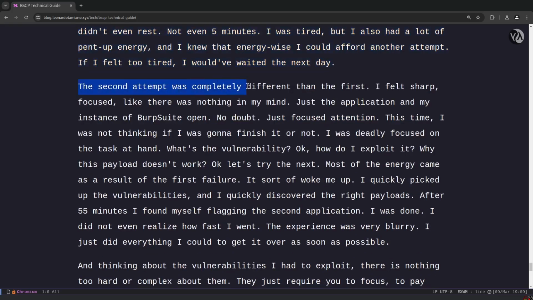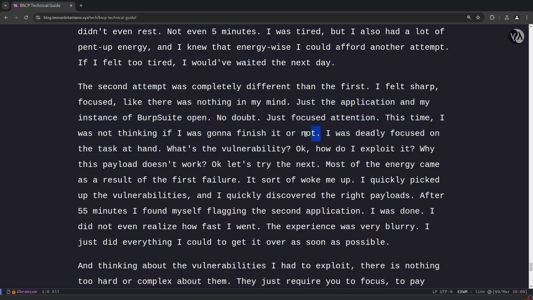So the second attempt was completely different from the first. And this is another thing that I experienced: this exam can really depend on how much attention you put into that 4-hour window. I felt sharp, I felt focused, I felt like there was nothing in my mind, just the application, burst it open, no doubt, just focused attention. And this time I was not really doubtful if I was going to finish or not. I was just not thinking about that at all. It was a completely focused experience.